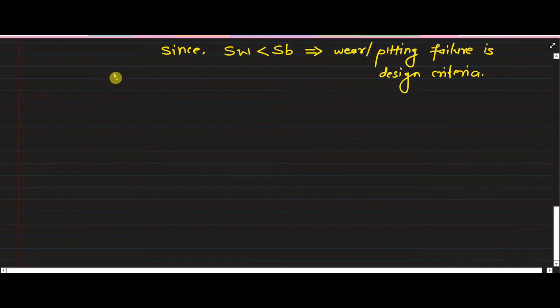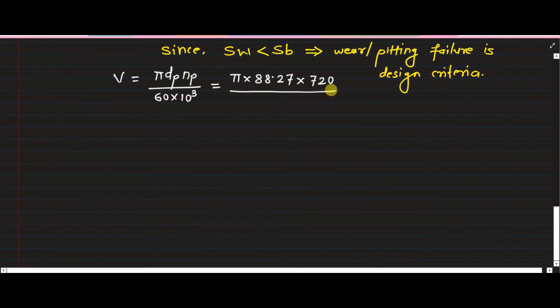To calculate the velocity, V is equal to pi dp np upon 60 into 10 raised to 3. We already have the rotational speed of the pinion, np, so we can proceed with this. Pi, then the value of dp that we just calculated, 88.27, np is 720 rpm, divided by 60 into 10 raised to 3. You substitute the values in your calculator and you obtain the value of velocity as 3.33 meter per second.